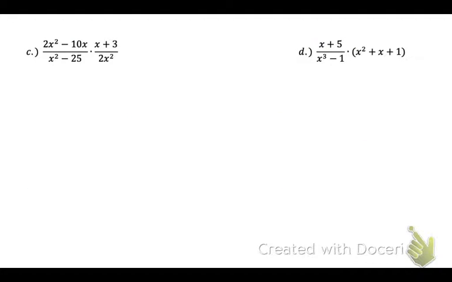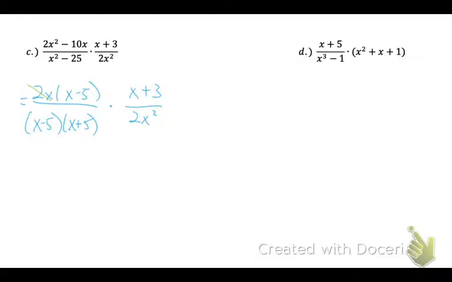All right, now let's look at C. So let's start by factoring all parts of the rationals. So we can factor out a 2x, and we're left with x minus 5. Our difference of squares will factor as x minus 5 times x plus 5, times x plus 3 over 2x squared.